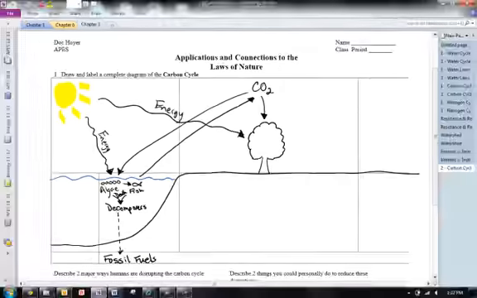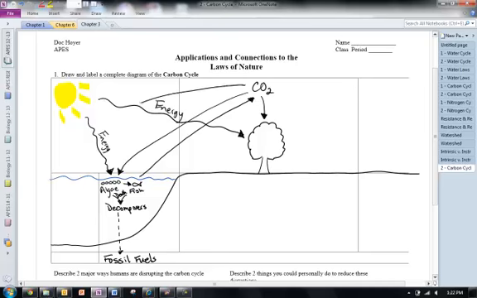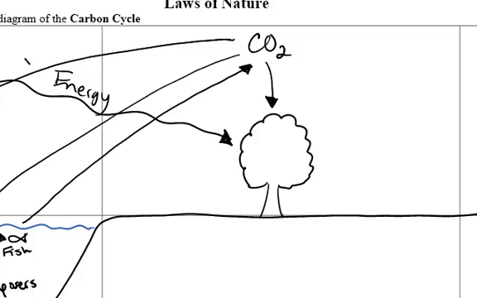Another way CO2 is transmitted into the aquatic environment is through diffusion. And if you remember from other science classes, diffusion is defined as the movement of a molecule from a high concentration to a low concentration. So this is moving from the higher concentration in the atmosphere into the water.